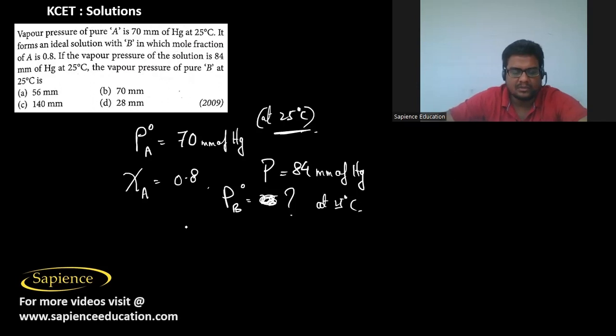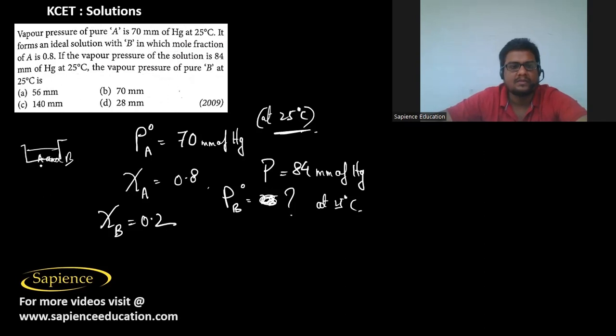So now according to Raoult's law, we have a solution of A and B only. Since the mole fraction of A is 0.8, the mole fraction of B will be 0.2, since the sum of the mole fractions of all the components should be equal to 1.